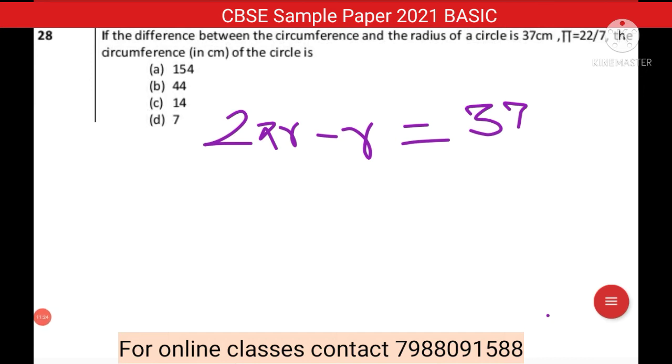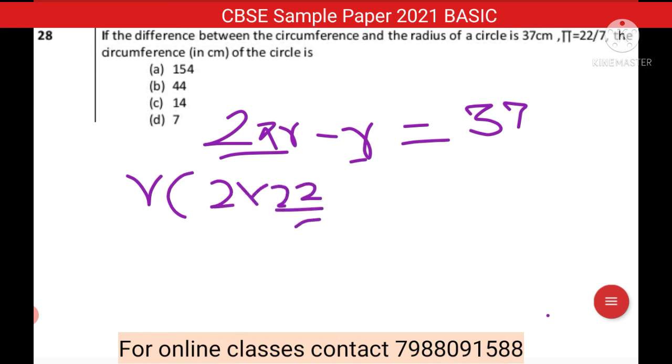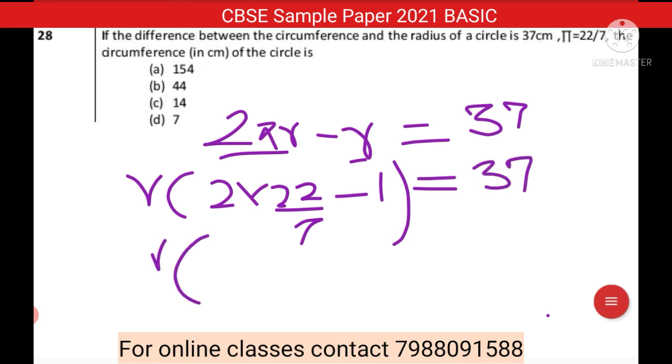It says the difference between circumference and radius is 37. So we need to find out the circumference. Let us take r common. I am left with 2 pi, meaning 2 into 22 by 7 minus 1 is equal to 37. So let us solve it. R bracket. Now this is 44 by 7 minus 1.